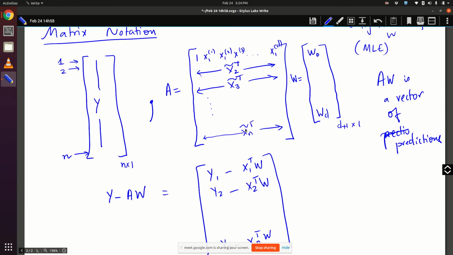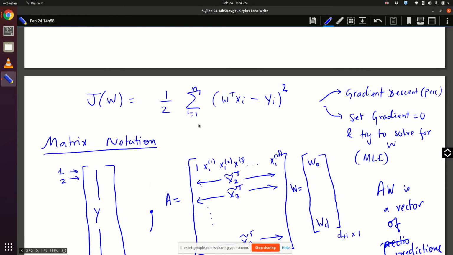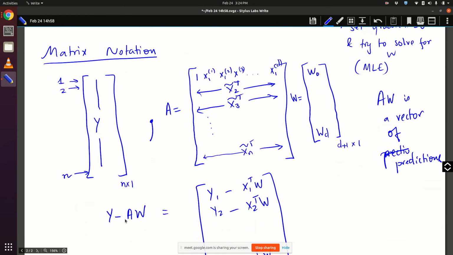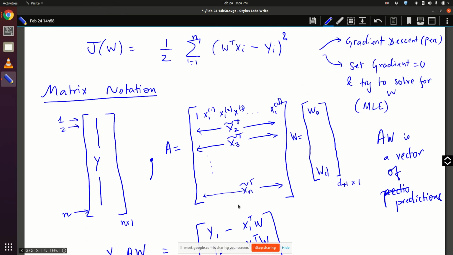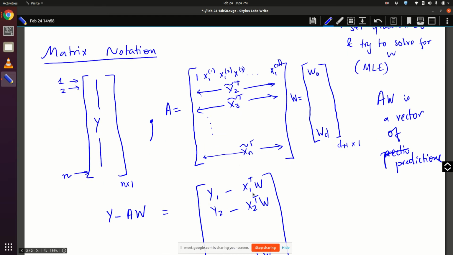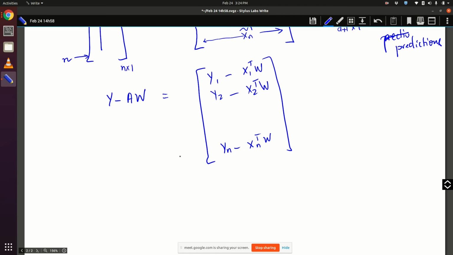So how do we write it? How can we convert this into matrix notation? What can be done? So y minus AW transpose times y minus AW. Yes, we have to be careful. y minus AW, transpose, times y minus AW.